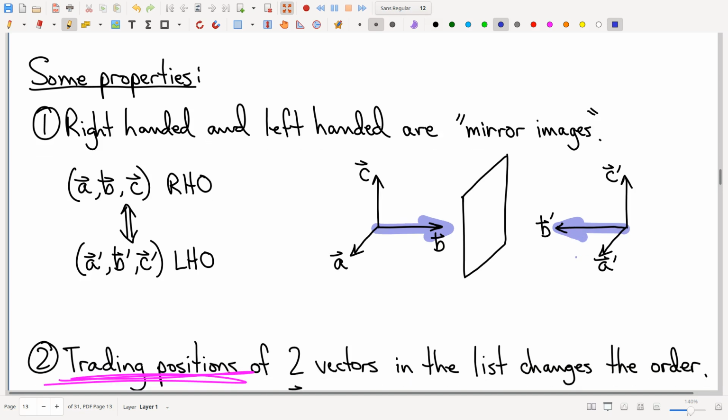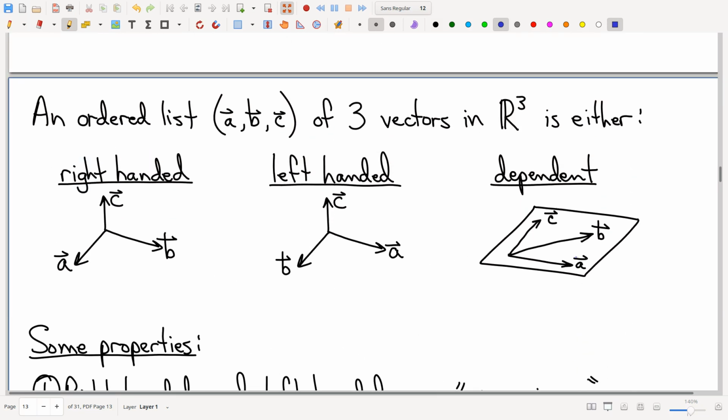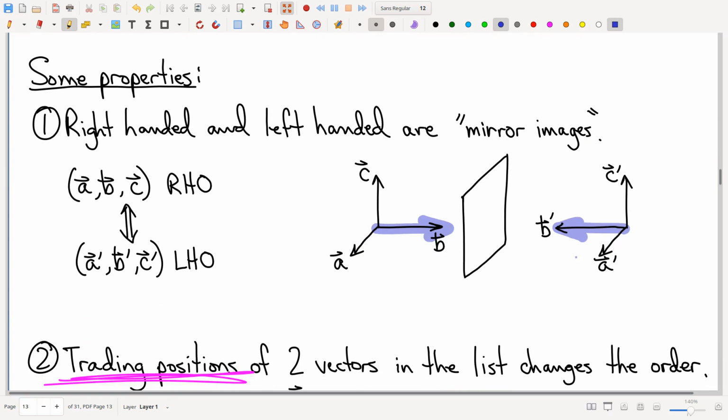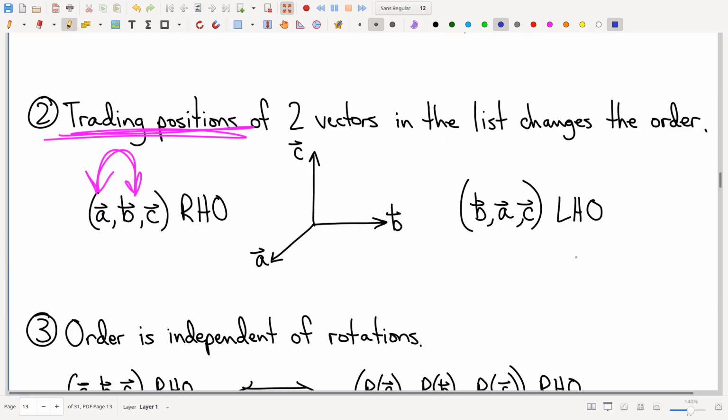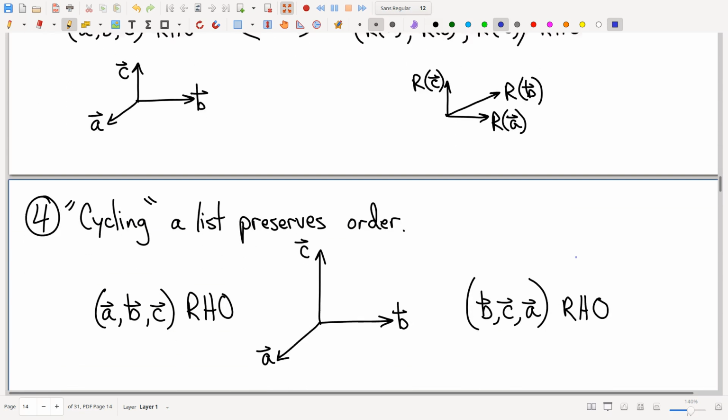Okay, so I think this is a really nice observation. This whole business about right-handed and left-handed gives geometric meaning to an ordered list in a way that satisfies analogous properties with respect to mirror images and trading positions and rotating the whole picture, exactly like clockwise, counterclockwise. So this is what I like to call a three-dimensional version of clockwise and counterclockwise.